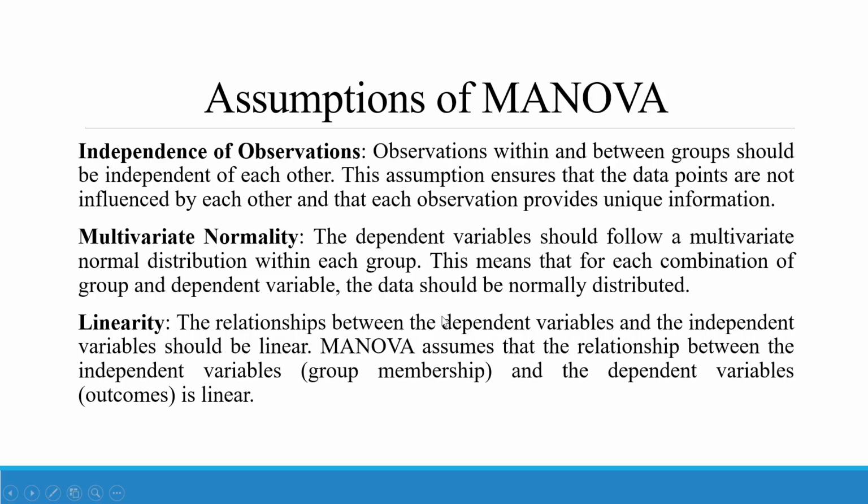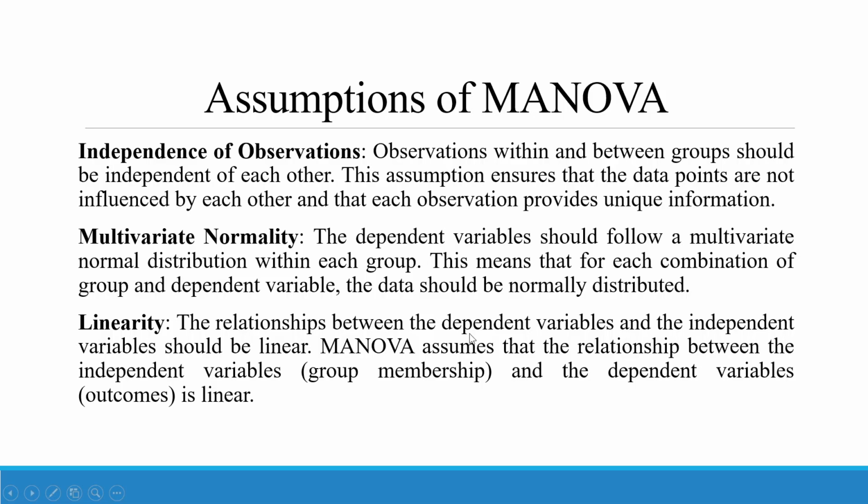Assumptions of MANOVA. Independence of observations. Observations within and between groups should be independent of each other. This assumption ensures that the data points are not influenced by each other and that each observation provides unique information. Multivariate normality. The dependent variables should follow a multivariate normal distribution within each group. This means that for each combination of the grouped and the dependent variables, the data should be normally distributed.